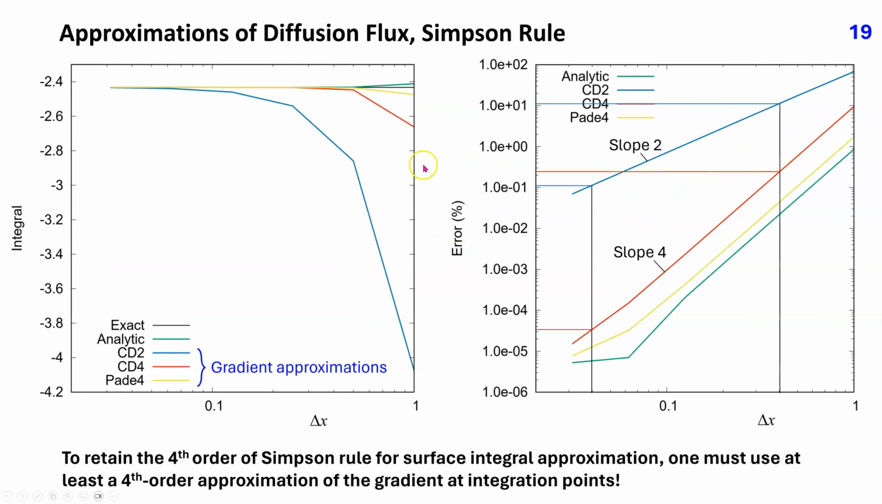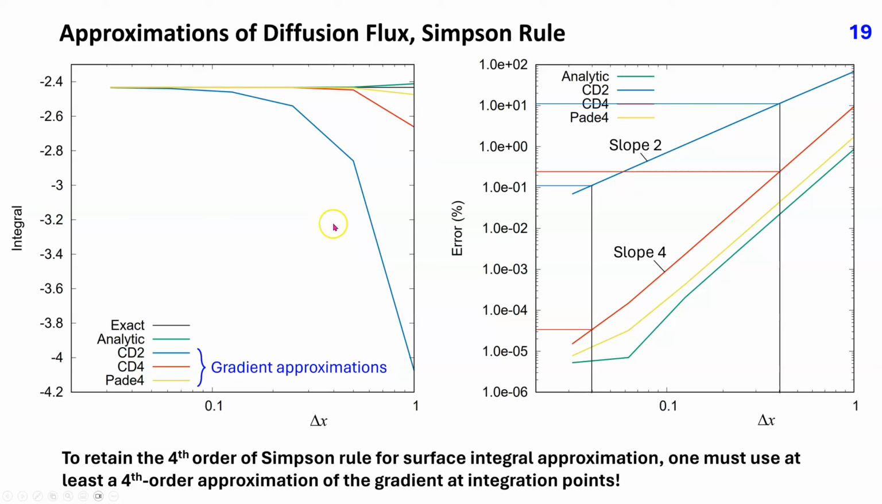This slide shows on the left the variation of the computed diffusion flux through the total integration area with grid refinement, and on the right the error in the numerically computed integral. Simpson rule is used to approximate the integral, and 4 different ways of computing the gradient at the integration points, face center and the 2 corners, are used. Exact value from the analytic function labeled analytic, second order central difference labeled CD2, fourth order central difference labeled CD4, and compact Padé approximation of fourth order labeled Padé4.